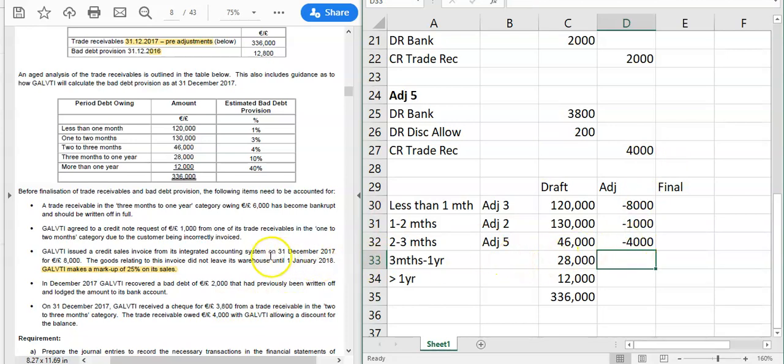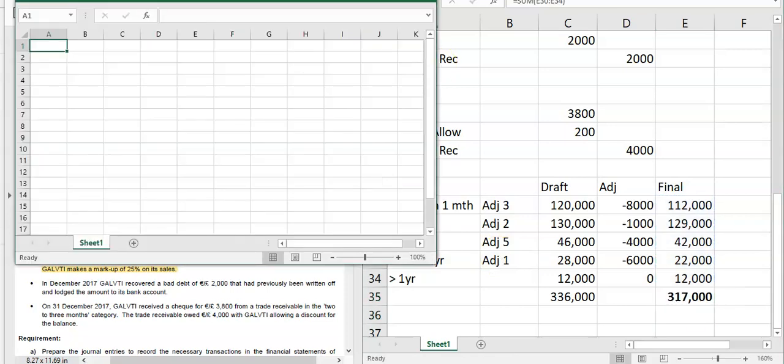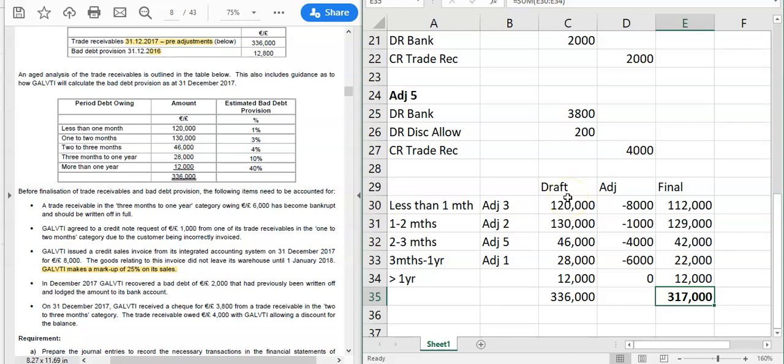In 3 months to 1 year, you see up adjustment 1. That's going to be minus 6,000, which is your bad debt. And then greater than 1 year, there has been no adjustment, so that is as is. And all we do then is adjust downwards as required to get our closing final balances on each one. Right. So your closing trade receivables now are going to be 317,000.